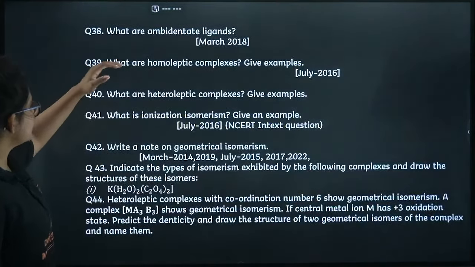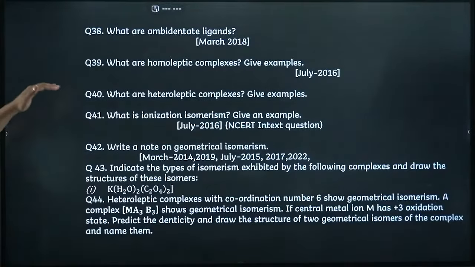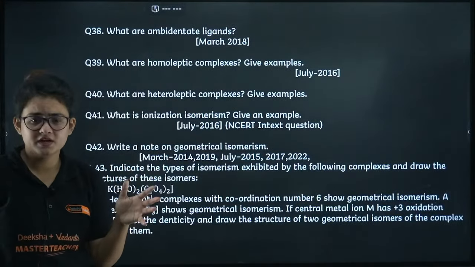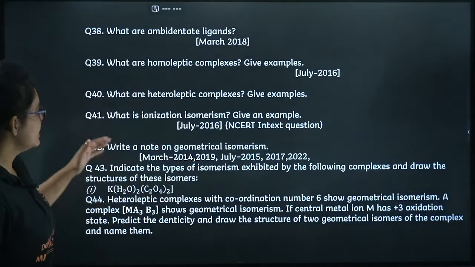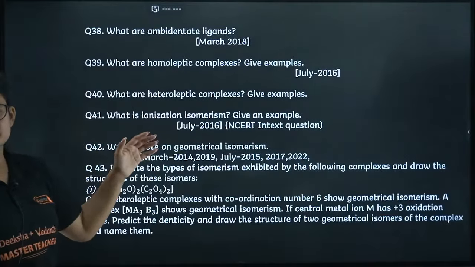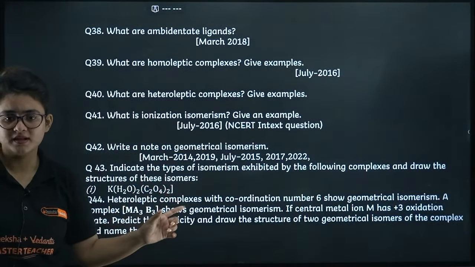Okay, so coordination compounds. These are the list of questions: what are ambidentate ligands, what are homoleptic complexes, give examples. Homoleptic complexes, I already told, homoleptic and heteroleptic complexes, what are they. Okay, what is ionization isomerism. Any one isomerism they can pick and ask you the question along with the example.